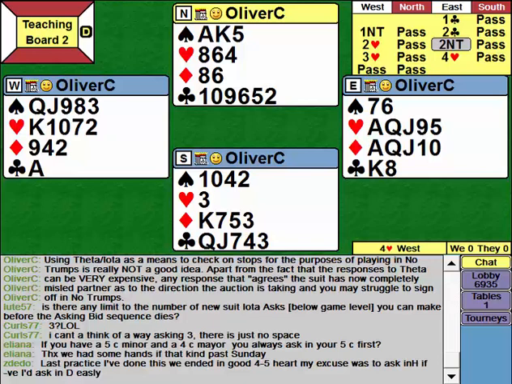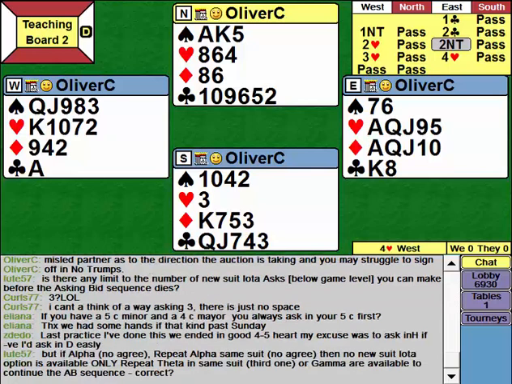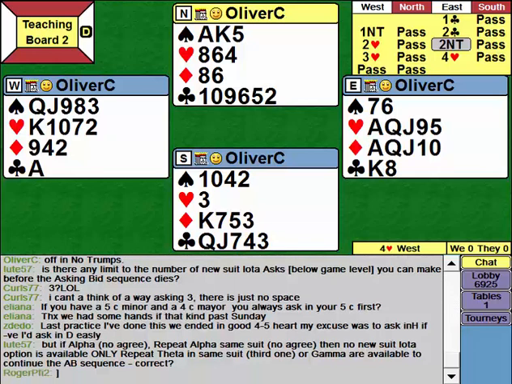Well, okay. Well, if it's worked. Hang on a second. If alpha, no agree. Repeat alpha, same suit, no agree. Yes, John. At the moment, that is true.